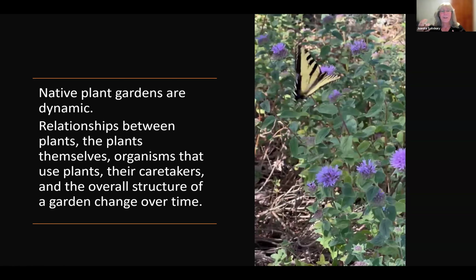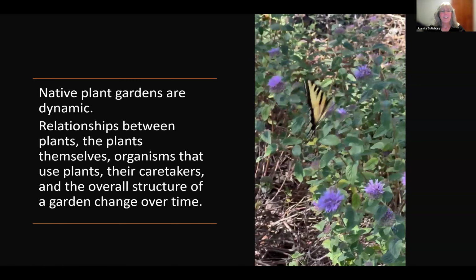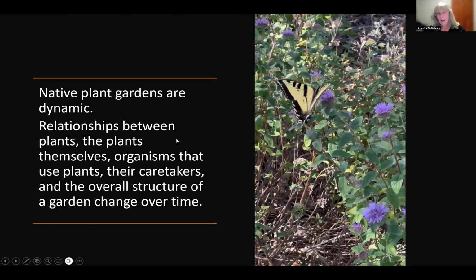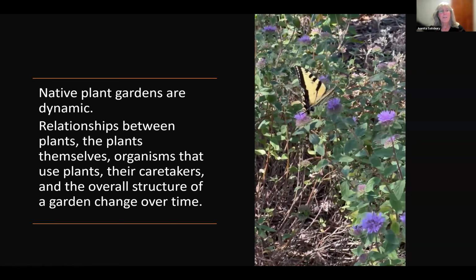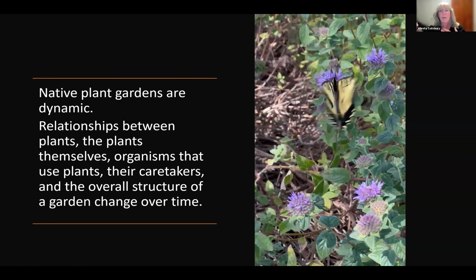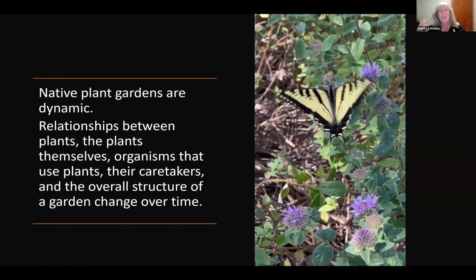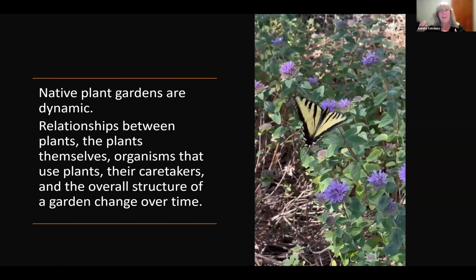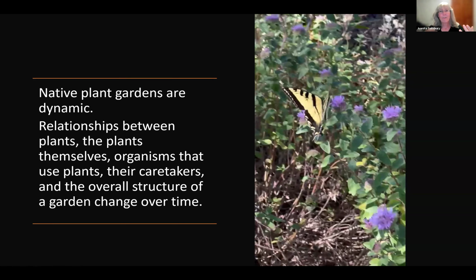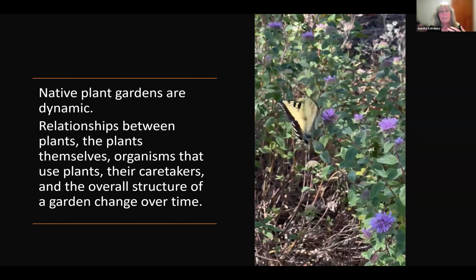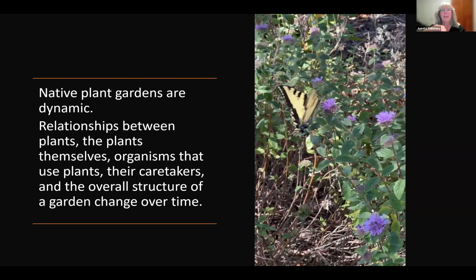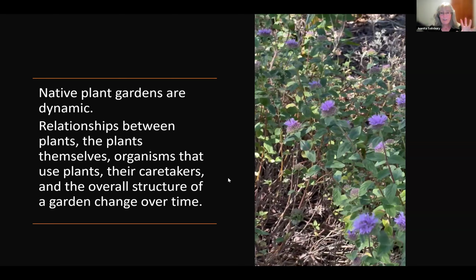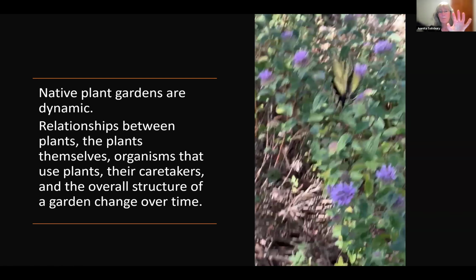And native gardens are dynamic. And your relationship between the plants themselves, the organisms that use the plants, their caretakers, the overall structure changes over time. And so the beauty of designing for the function is that it just doesn't stop with this texture versus that texture or this color versus that color, but the dynamic evolution over time. So it's like more beauty just keeps coming. So it's not a static picture, but it's one that keeps giving you more.